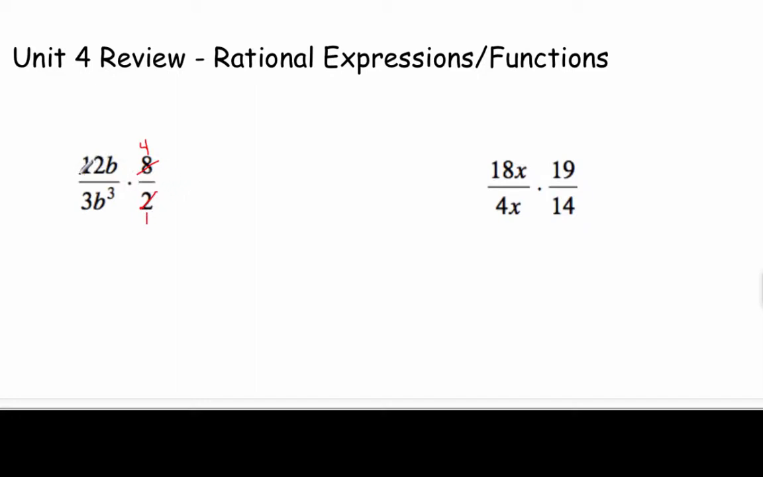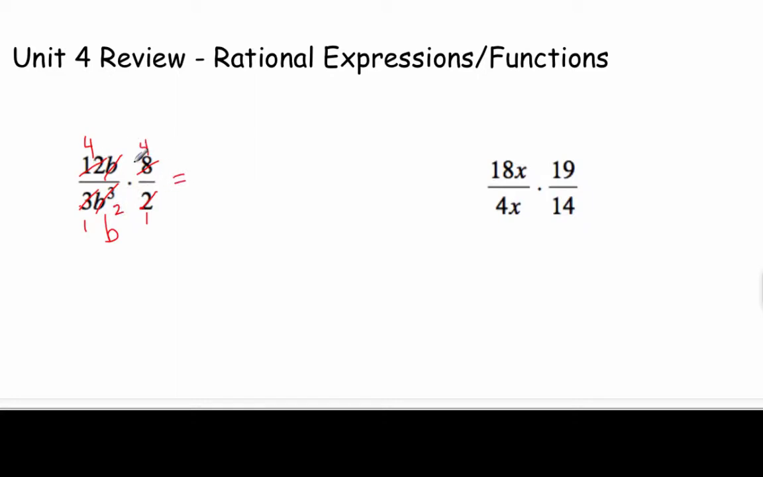Then if we look here, I've got the 12 and a 3. Well, 3 divides into 12 4 times. The 3 is gone. I have a b up top here. I've got 3 in the bottom. So what's left if I simplify this? Well, this one is gone, and then down here, I have b to the second.